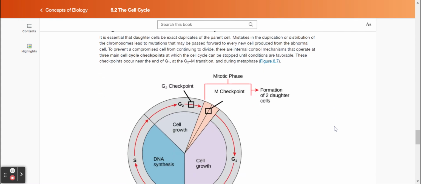Regulation at internal checkpoints. It is essential that daughter cells be exact duplicates of the parent cell. Mistakes in the duplication or distribution of the chromosomes lead to mutations that may be passed forward to every new cell produced from the abnormal cell. To prevent a compromised cell from continuing to divide, there are internal control mechanisms that operate at 3 main cell cycle checkpoints, at which the cell cycle can be stopped until conditions are favorable. These checkpoints occur near the end of G1, at the G2 to M transition, and during metaphase.